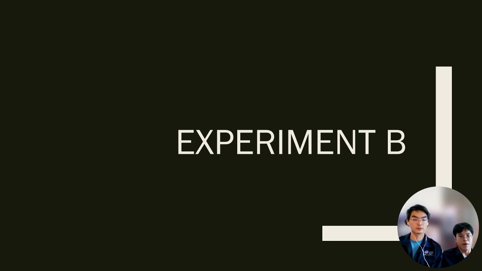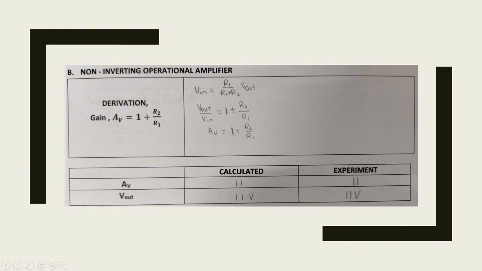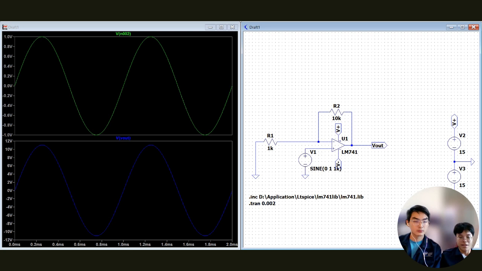Alright, now I will show you our experiment B. In experiment B, we set R2 to 10k ohm instead of the 33k ohm used previously. This is because we want to obtain a lower output voltage, so the output voltage will not be too big. In contrast, the non-inverting amplifier had a gain of 11 according to the derivation, gain AV equals 1 plus R2 over R1. Since 11 volts is within the saturation limit, the sine wave remains perfect without flipping.